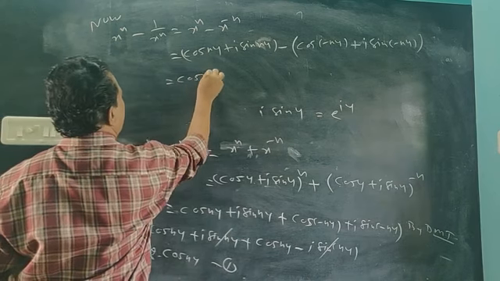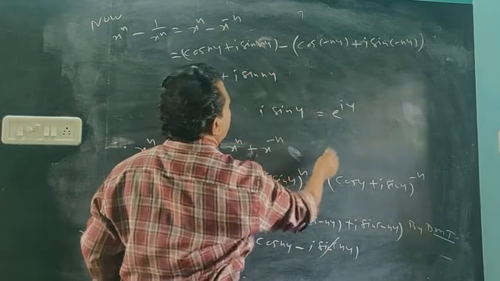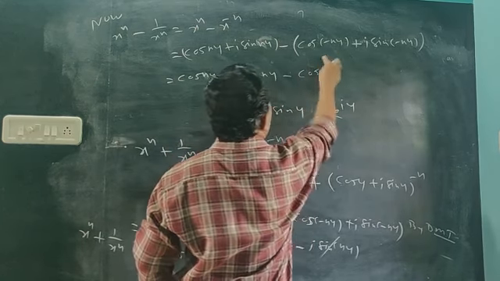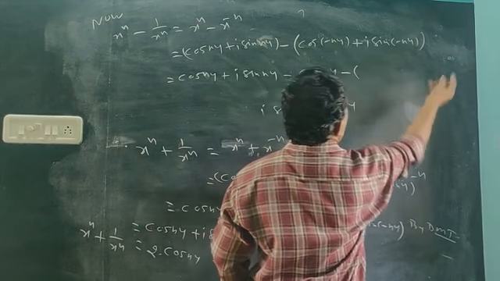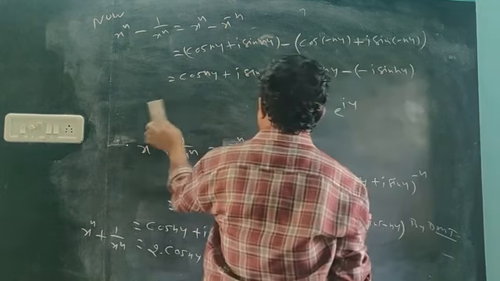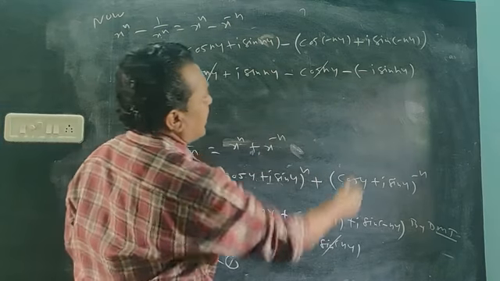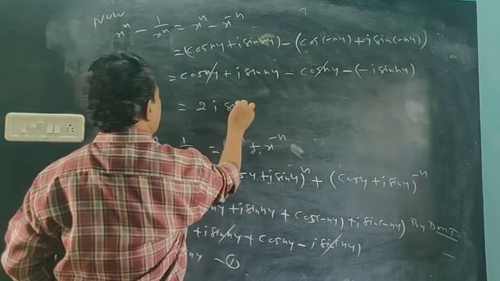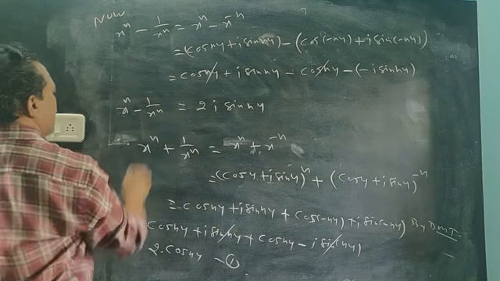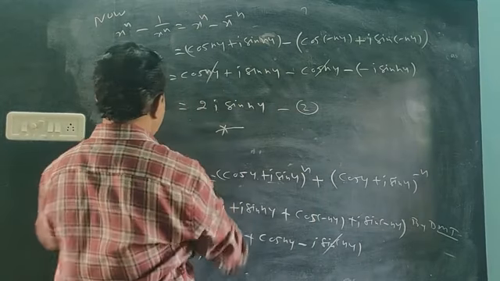So cos of n y, first term the same. Open the bracket: minus cos of minus n y, and cos of n y is positive, the same, and minus sin of minus n y is minus times sin of n y. Now cos is cancelled, so i sin n y plus i sin n y is twice i sin n y. So subtraction in terms of sin, addition in terms of cos. This will be your second answer. Hence, both the answers.